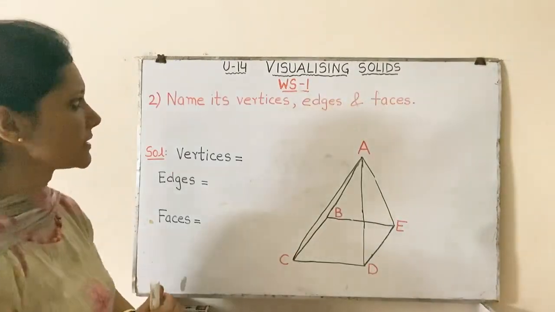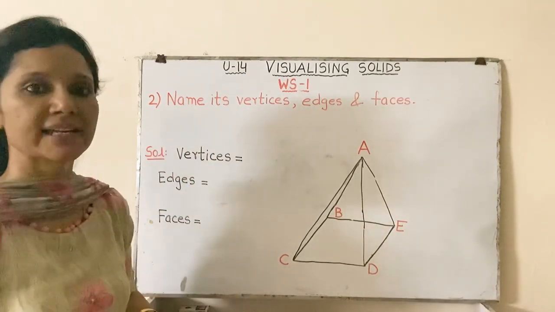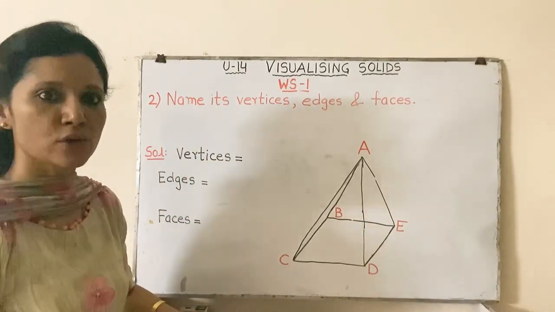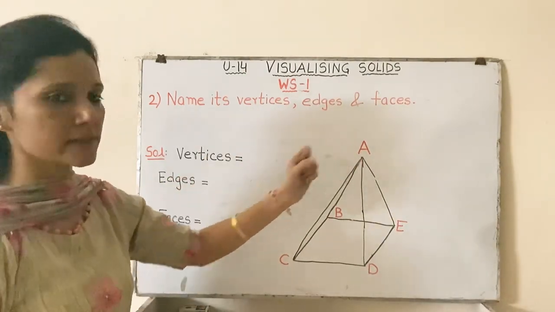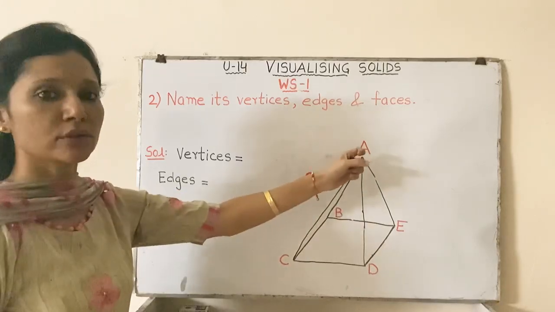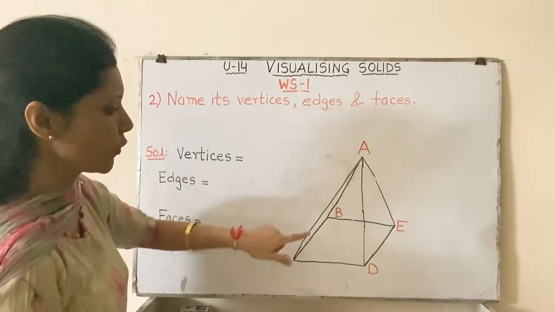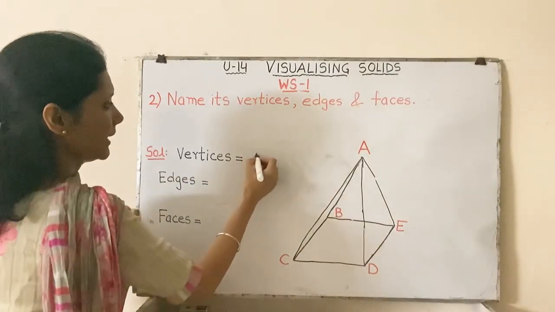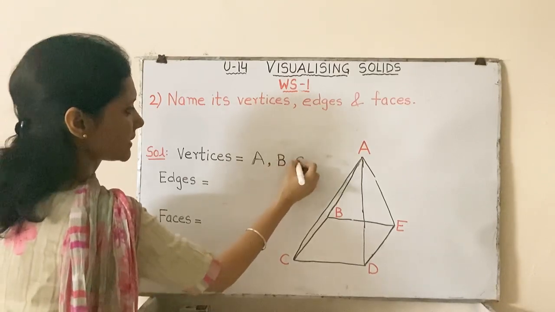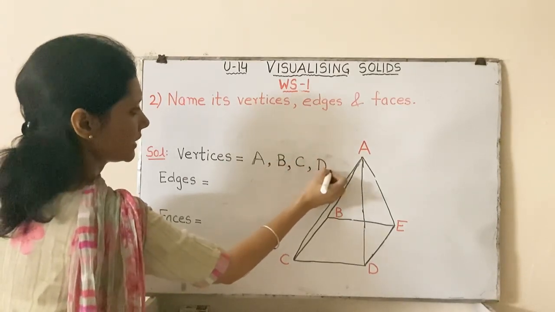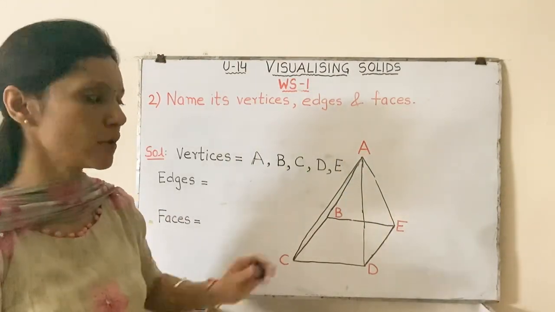The second question is related to the first one. They are saying we have to name the vertices, edges and faces of this square pyramid. Now as you know, the vertices are the points or corners where three or more edges meet. So what are the various points that you can see? A, B, C, D, E. So these are the names of the various vertices of this square pyramid.